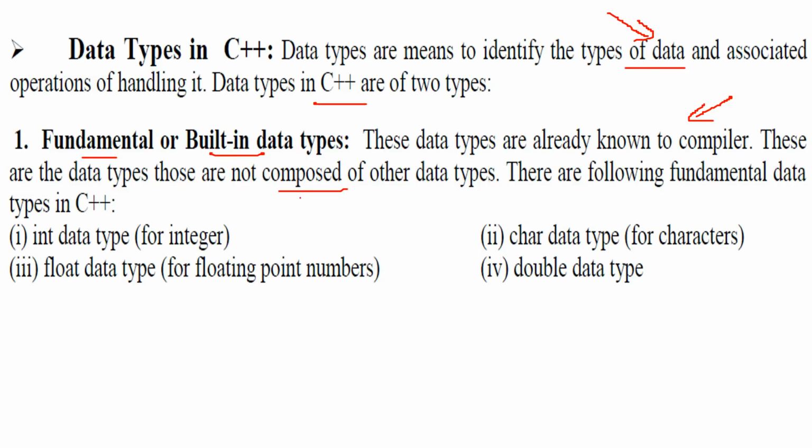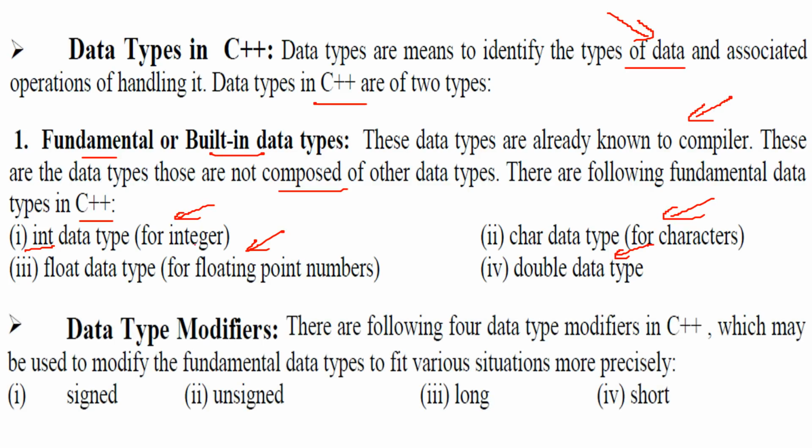So we have certain fundamental data types in C++, like int for integer data type. For characters we have char, for floating point numbers we have float, and for double we have the double data type. And the data type also can be modified depending upon the size which you would like to use. So there are different data type modifiers which you can employ in C++, and these are signed, unsigned, long and short. In order to modify the size so that you can fit a certain situation, signed, unsigned, long, short can be used.